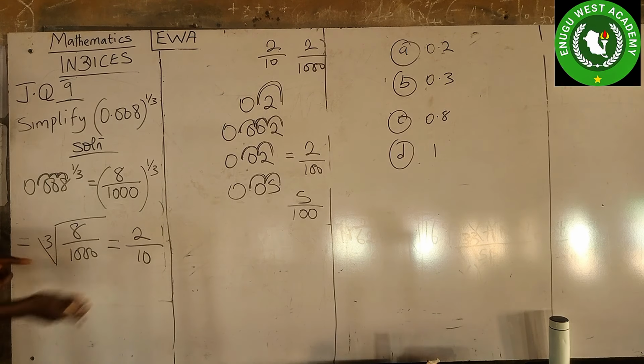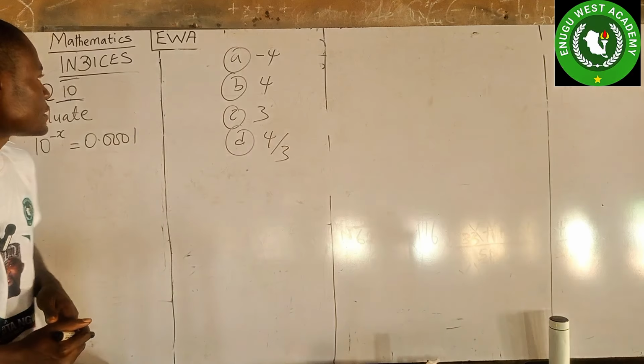The answer is in decimal. So 2 divided by 10 is 0.2, and that is our final answer. So option A is correct. Okay. Over to question 10.